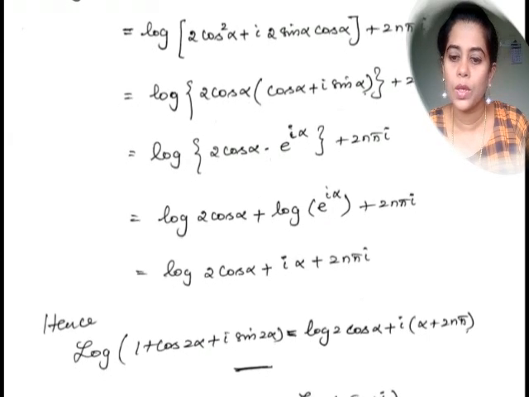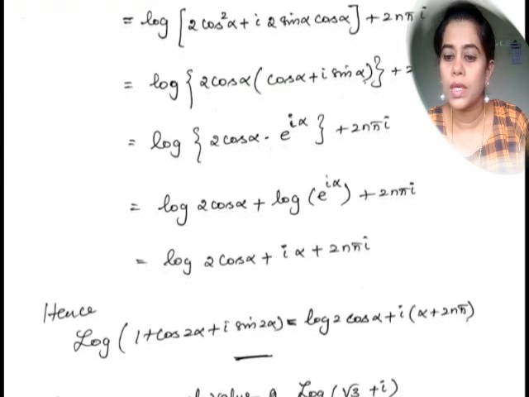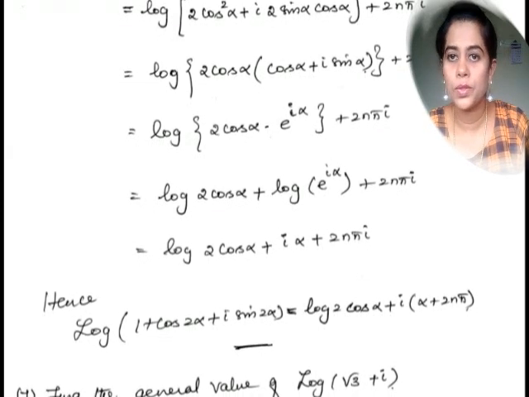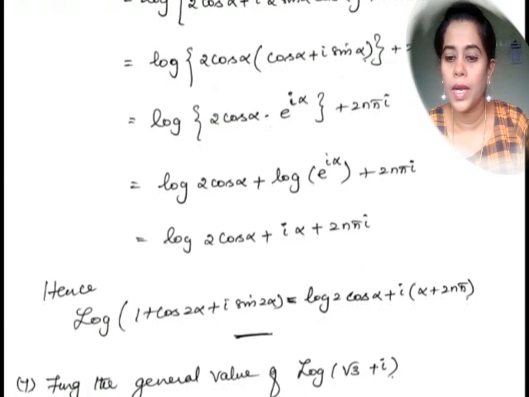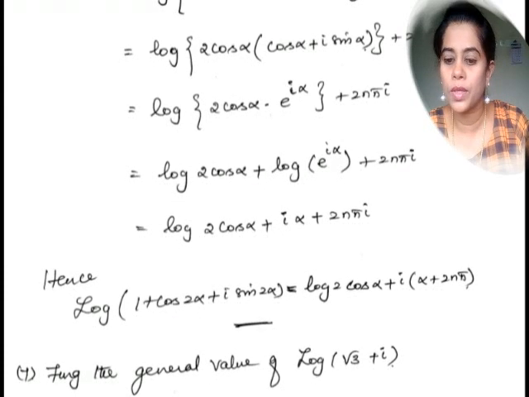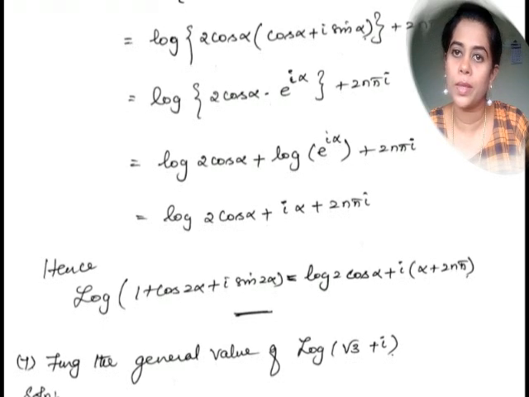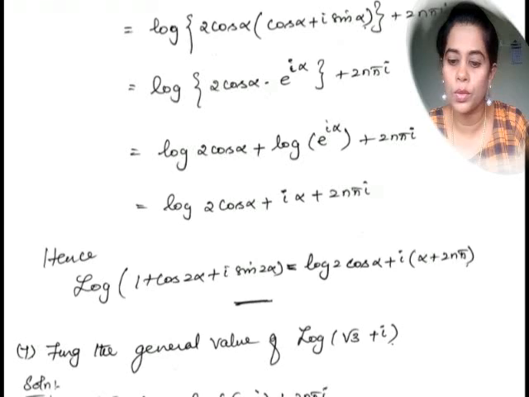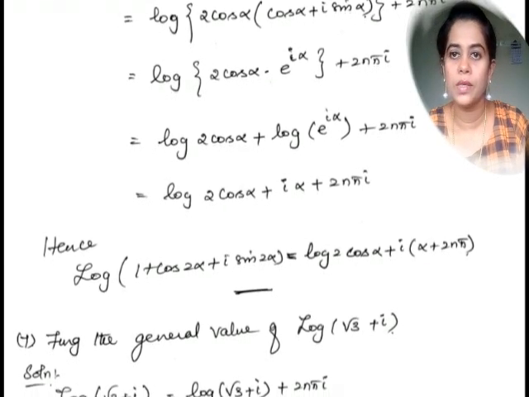This implies log of 2 cos alpha into (cos alpha plus i sin alpha) can be written as e power i alpha, plus 2n pi i. This implies log of 2 cos alpha, and log of a into b can be written as log a plus log b. According to that, log of 2 cos alpha plus log of e power i alpha plus 2n pi i. So log of e power i alpha can be written as i alpha, that is log 2 cos alpha plus i alpha plus 2n pi i. Hence, we get the result.